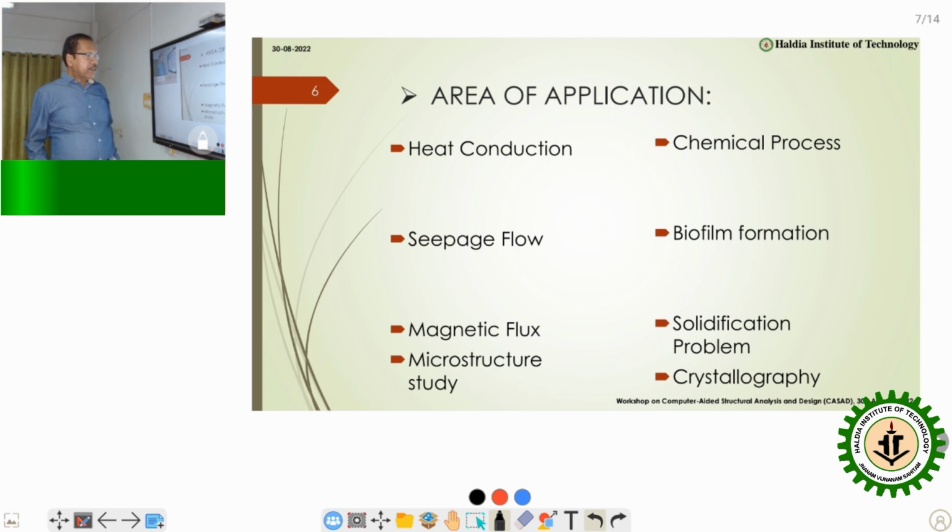by the finite element method. Solidification problem, this is a kind of crystallography, all this belongs to the metallurgy sector, in addition to this microstructure study. So all these complicated things are now being studied using the finite element method.